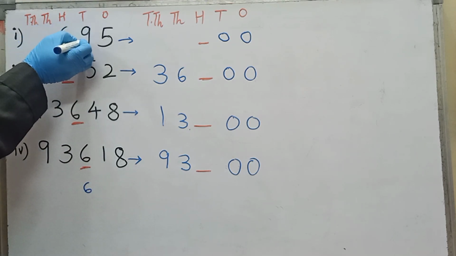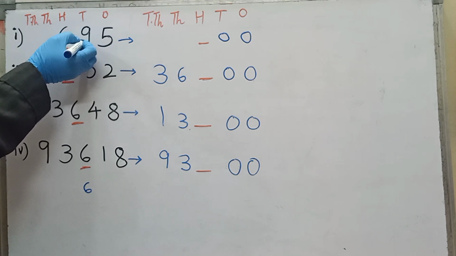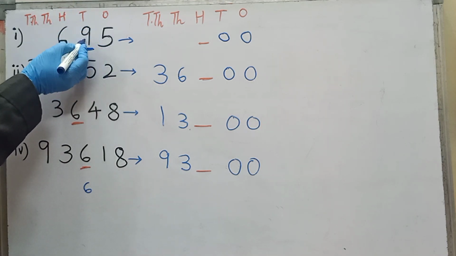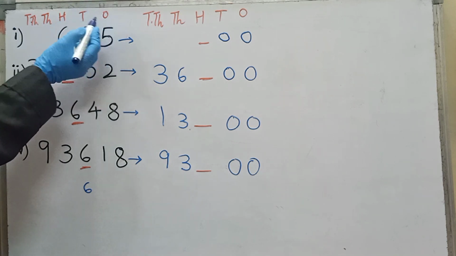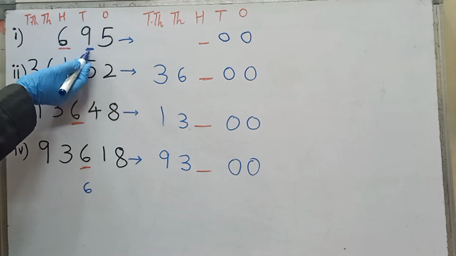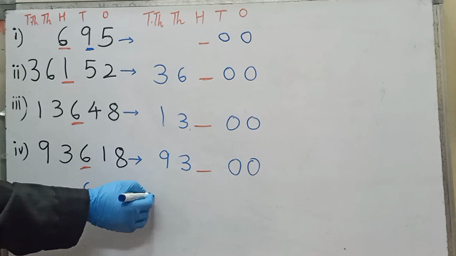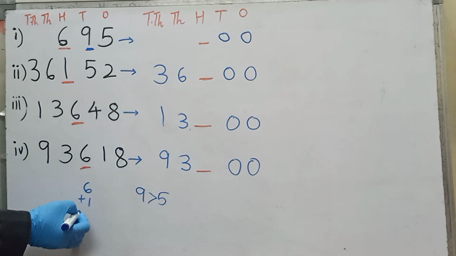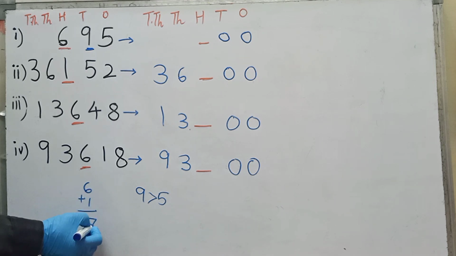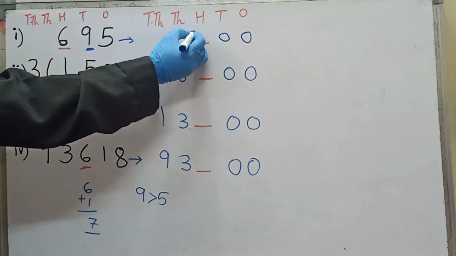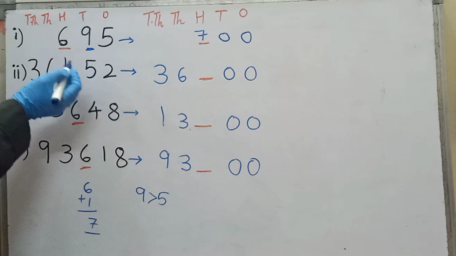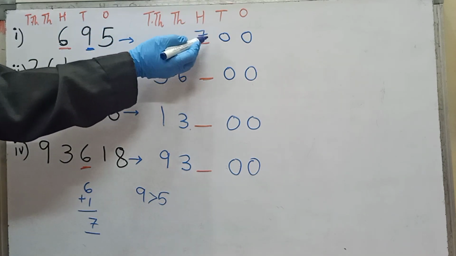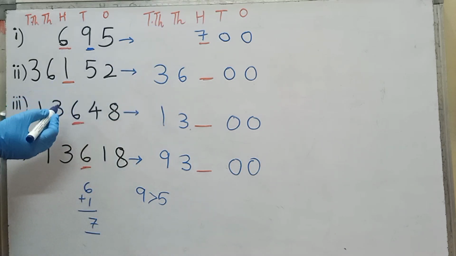Now we'll check the beside place value number, that is, the tens place number. If it is greater than 5, is it greater than 5, students? 9 greater than 5? Yes. So what do we have to do? We have to add 1 here. 6 plus 1, 7. So in the hundreds place we get 7. So 695, when we round off to the nearest 100, we get 700.